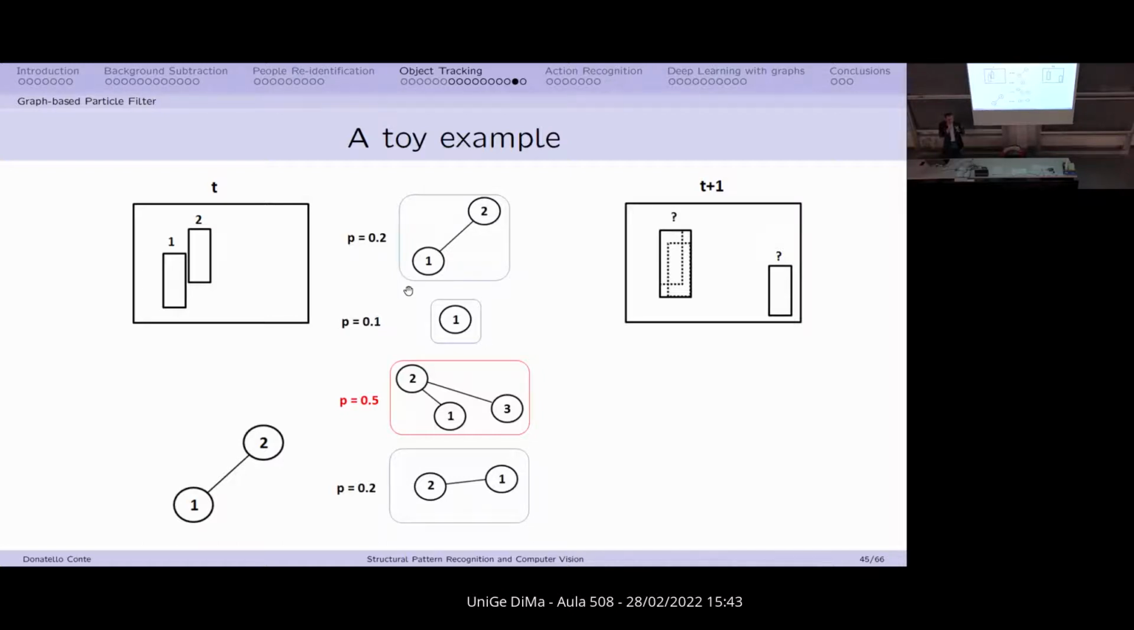It cannot be specific because in this example, for example, you can see that the first sample was more similar, but the idea is to let the likelihood function keep the information also from some more general case. So not just, for example, strict equality between graphs. So this is just a toy example. Imagine that this is the most probable particle, so we can get this as the solution of the problem.